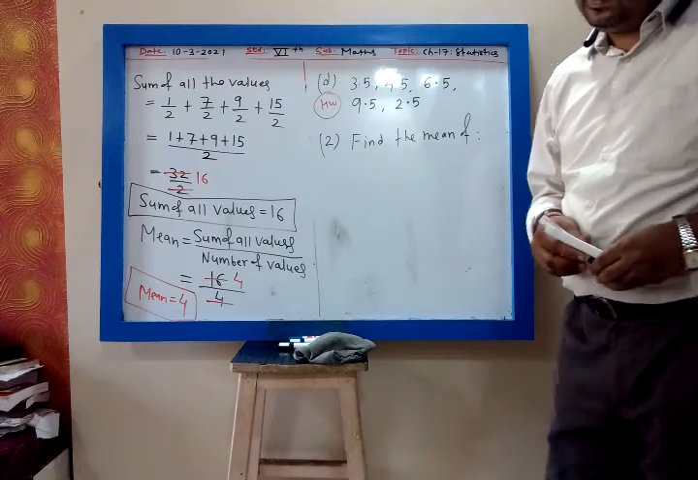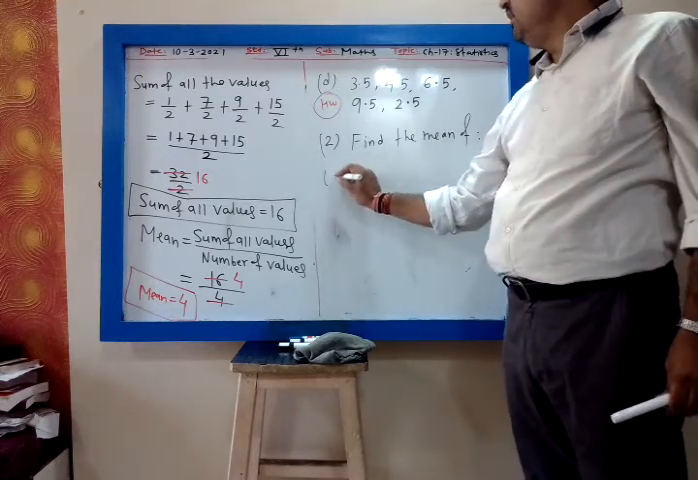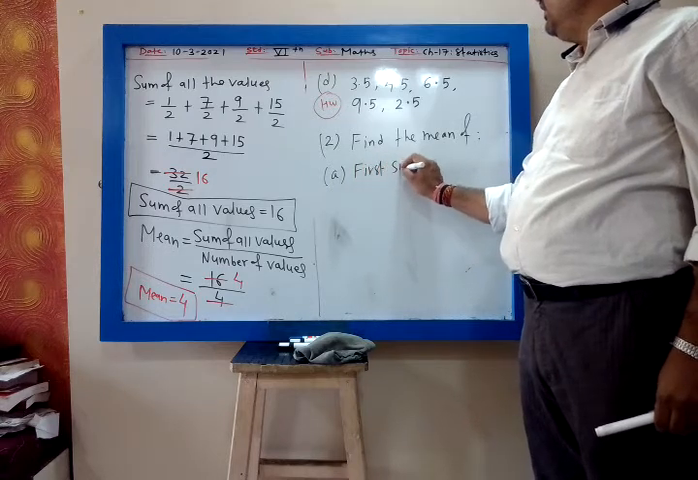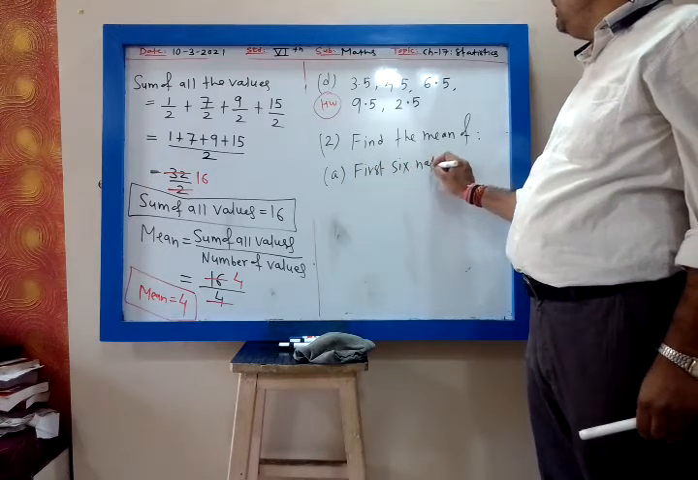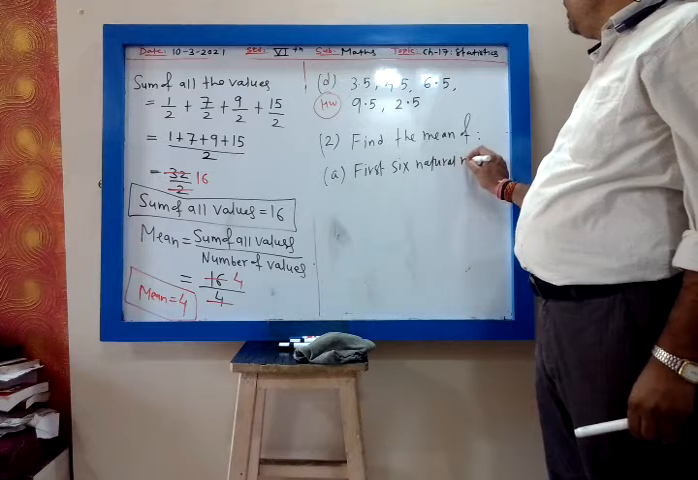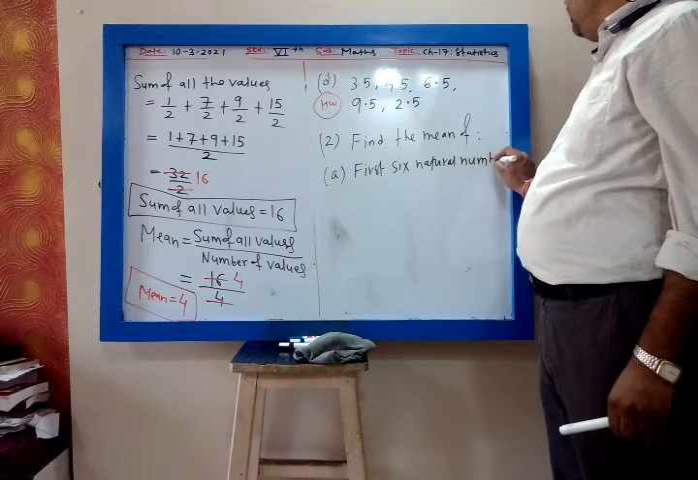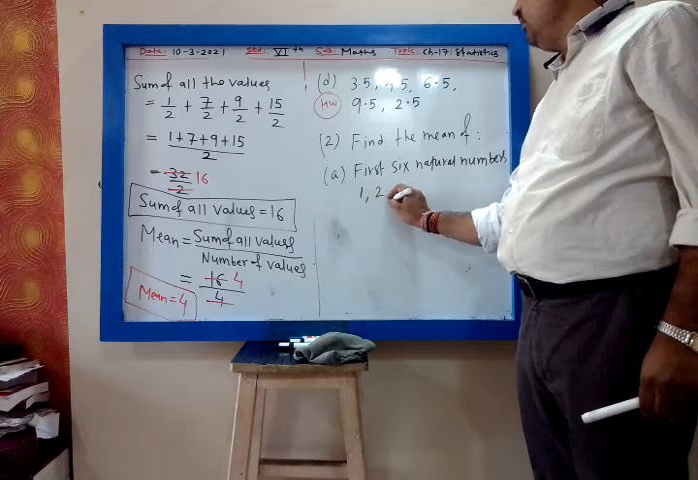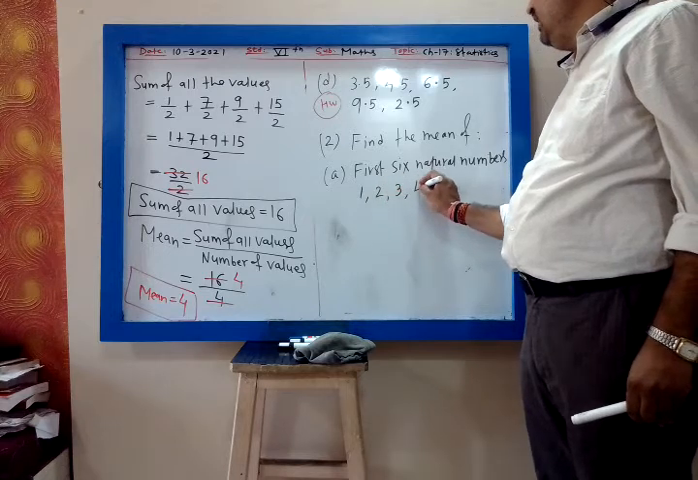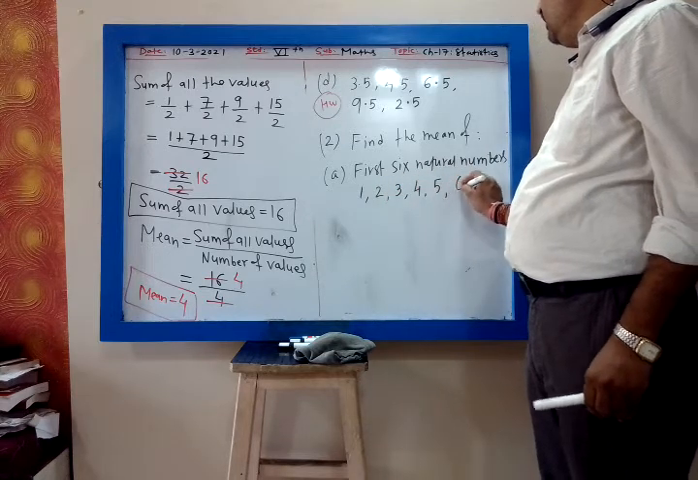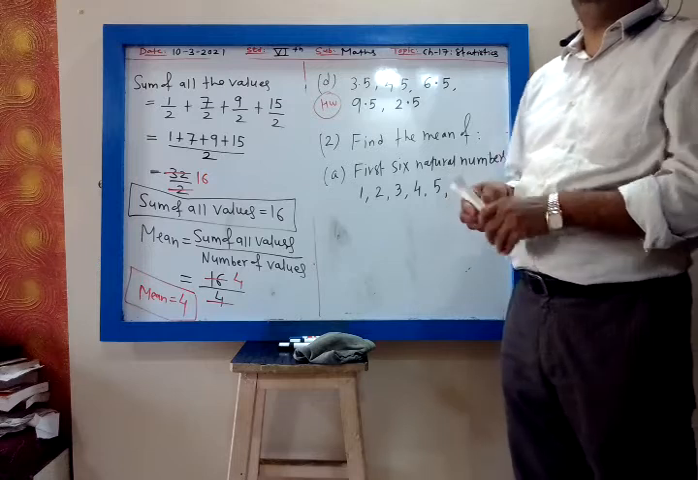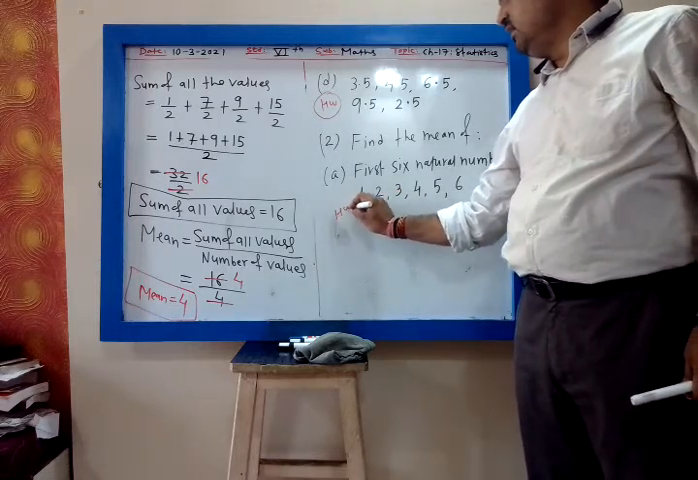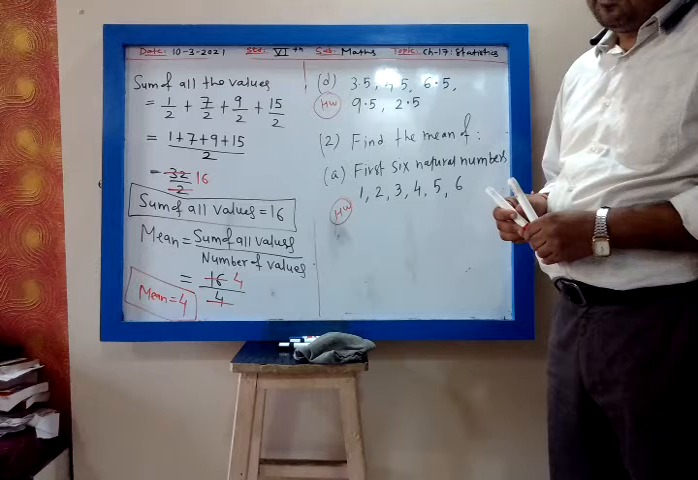Find the mean of the first 6 natural numbers. What are the first 6 natural numbers? Tell me. 1, 2, 3, 4, 5, 6. Leave half a page, my dear. Now the further part will be homework.